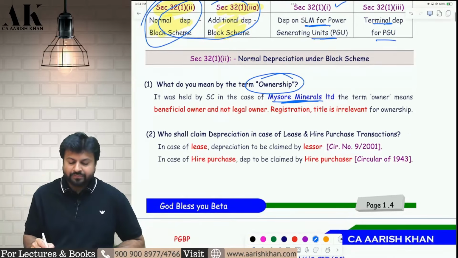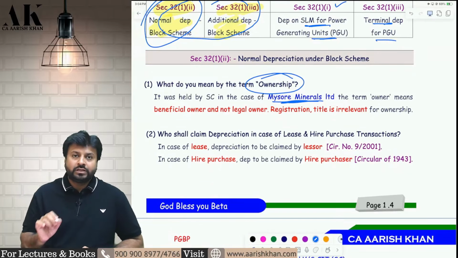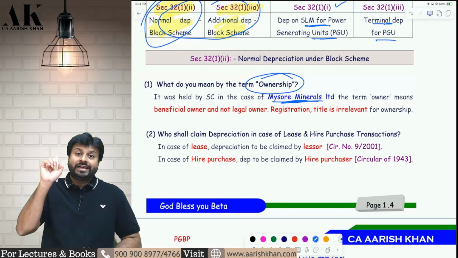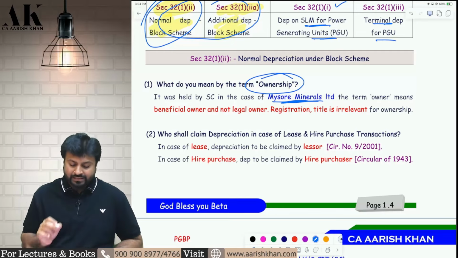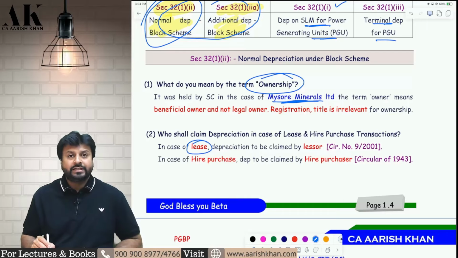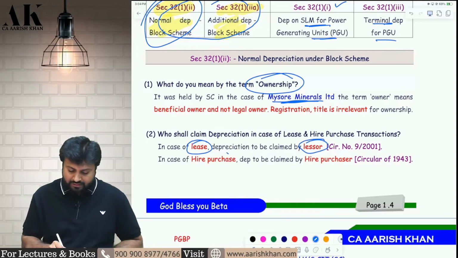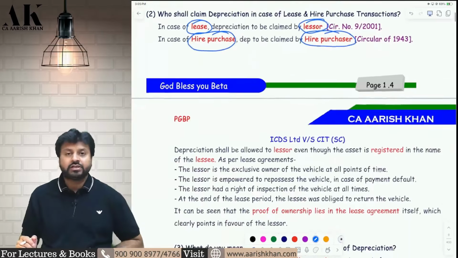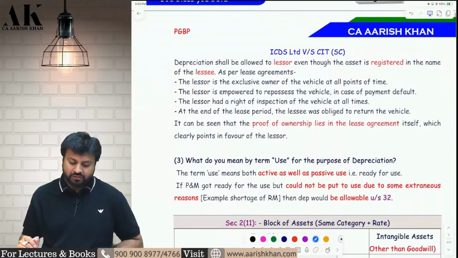Similarly, who can claim depreciation in case of lease and hire purchase? There is a CBDT circular of 2001 for lease and a CBDT circular of 1943 on hire purchase. In case of a lease transaction, CBDT says the lessor will claim depreciation, and in case of a hire purchase transaction, the hire purchaser will claim the depreciation. I hope it is clear to all of you.